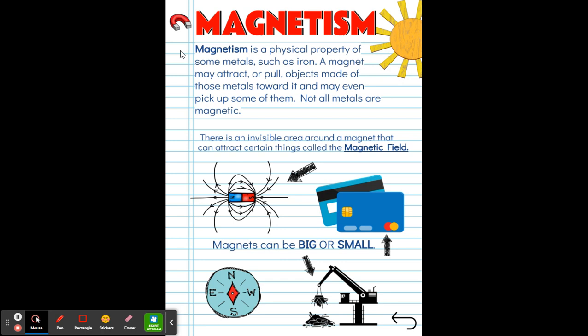Magnetism. Magnetism is a physical property of some metals, such as iron. A magnet may attract or pull objects made of those metals toward it and may even pick up some of them. Not all metals are magnetic. There is an invisible area around a magnet that can attract certain things. It's called the magnetic field. So here you can see your north and south pole, and these lines are showing where that field is. Magnets can be big, like here, or small, like in a card, like a debit card or a credit card.